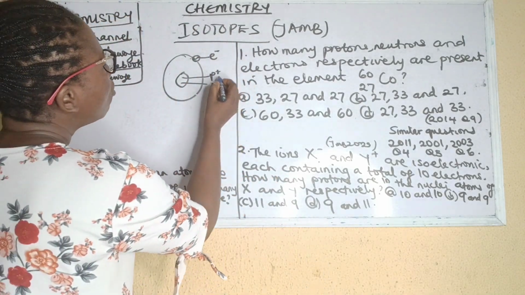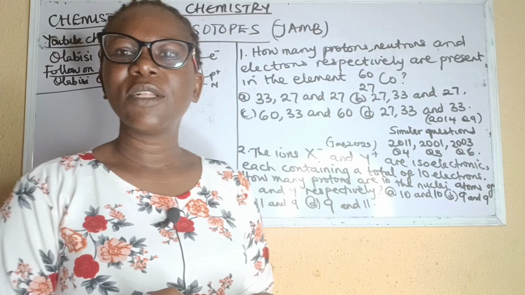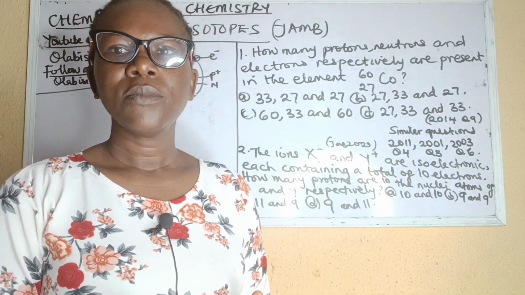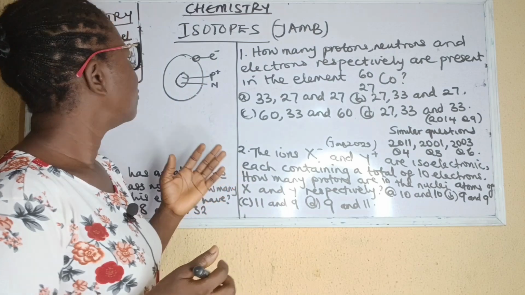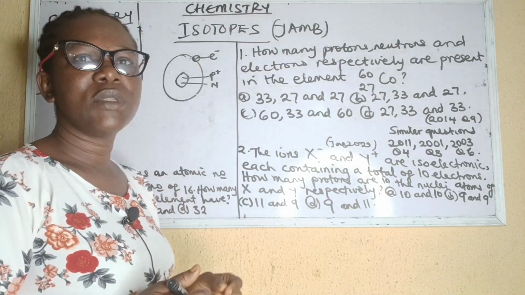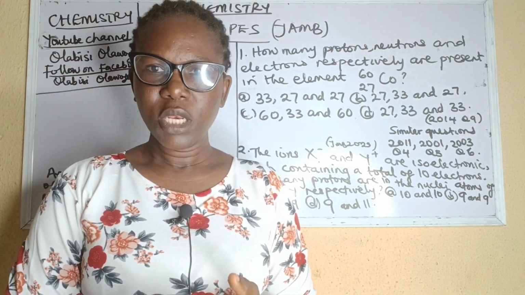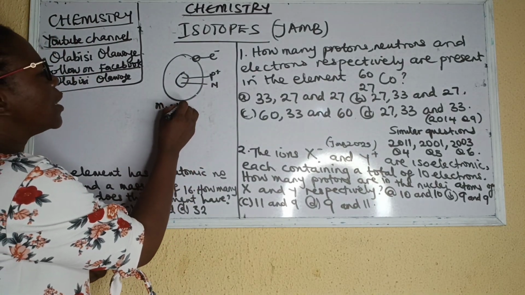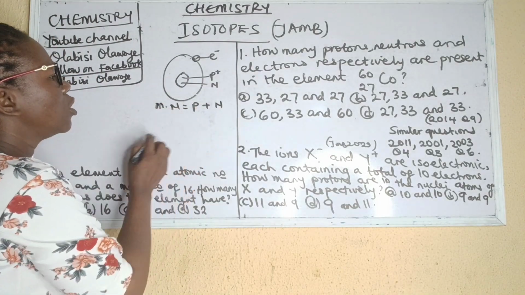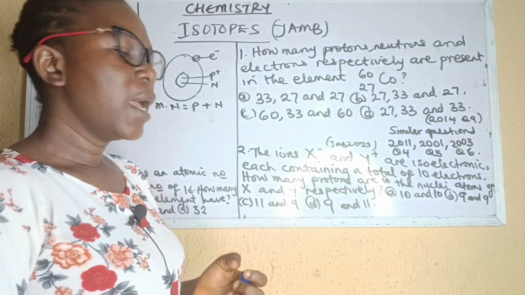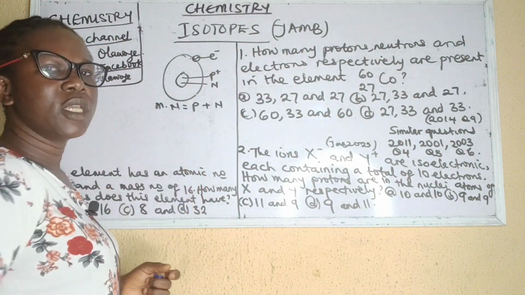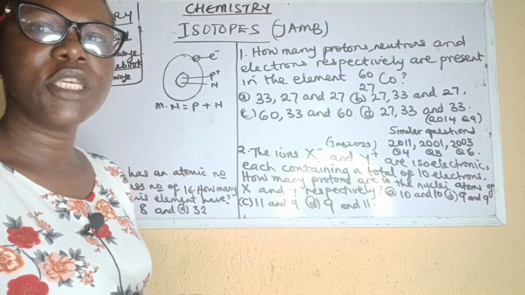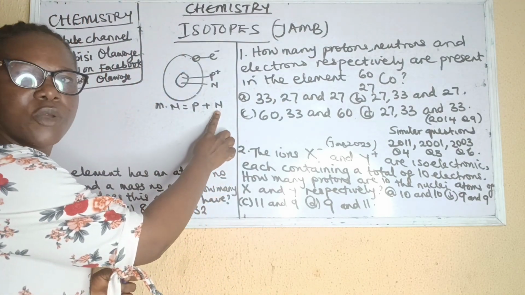Now, the sum of proton and neutron inside the atom of an element is equal to the mass number. These two particles inside the atom are called nucleons. So mass number equals proton plus neutron. So if you are given the mass number and the atomic number, which is also equal to the proton number, you can actually deduce the number of neutrons.